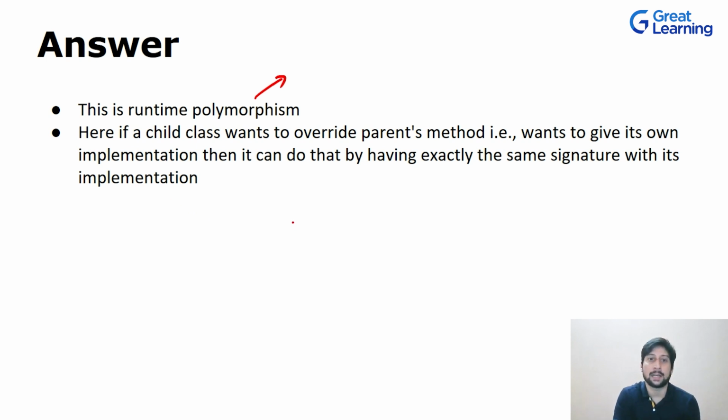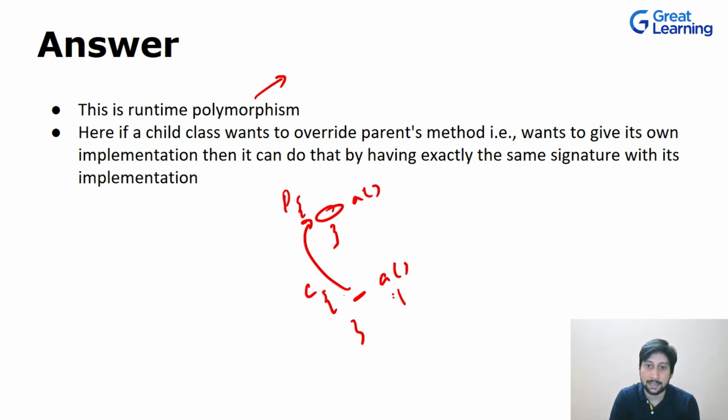Here, what happens is that a child wants to override the parent's method. Let's suppose there's a parent class and then you have a child class. Now this child class wants to override this method. Let's suppose here we have a method A, and this A method is also present in the child class. Defining it over here overrides the implementation of the parent class method. We can do it by having exactly the same signature with its implementation.